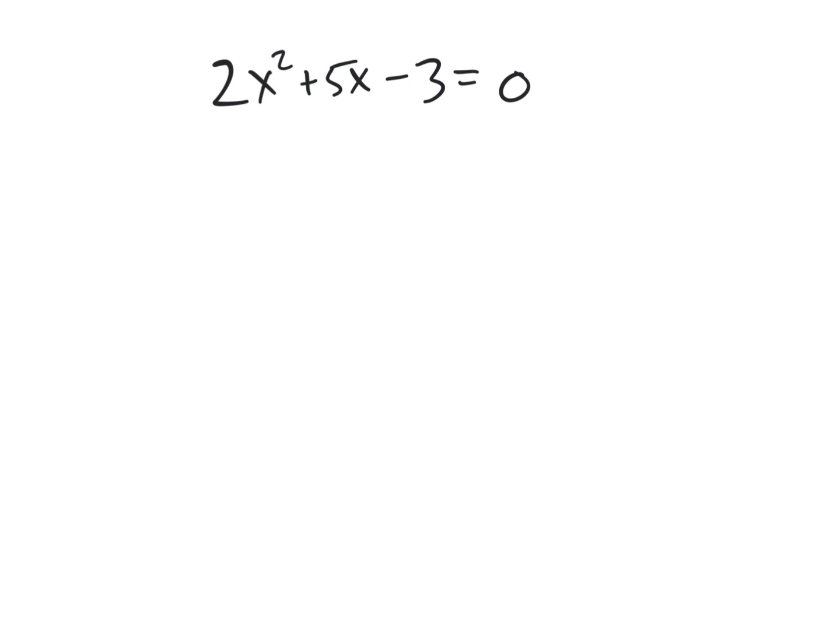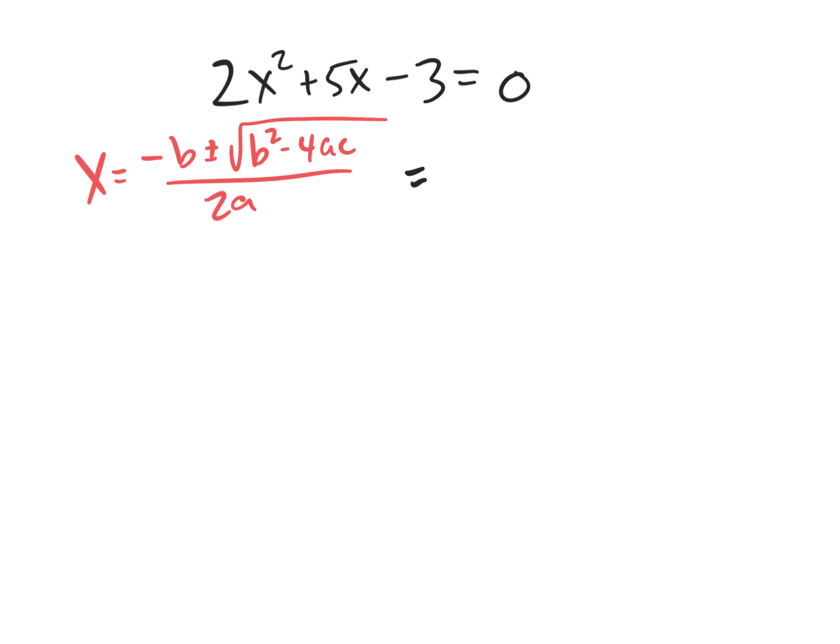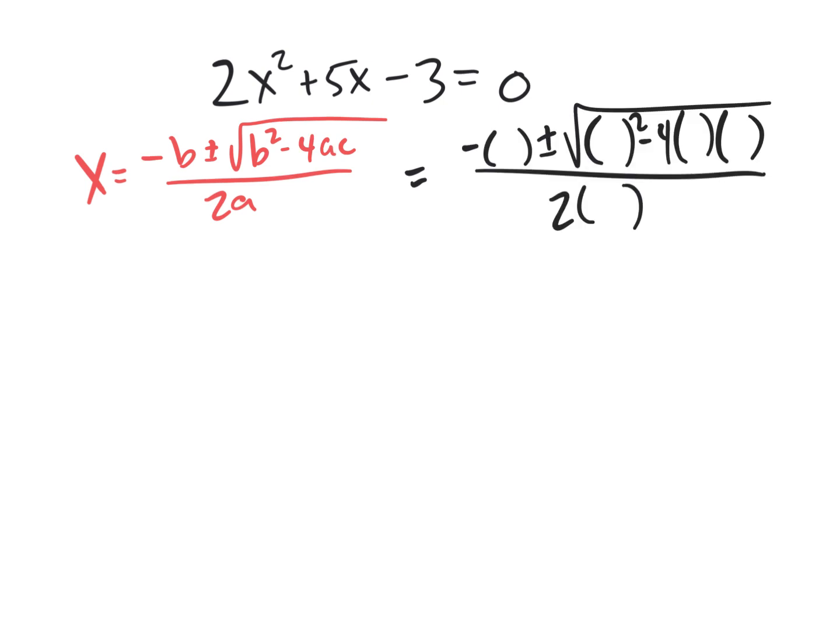So there's the quadratic formula. And when you use the quadratic formula, please replace everything with parentheses before plugging in your B, your A, and your C. And of course, your B value is 5. So the 5 goes right here and right there. The A value is 2. So that goes right here and down here. And the C value is negative 3. So that goes right there.